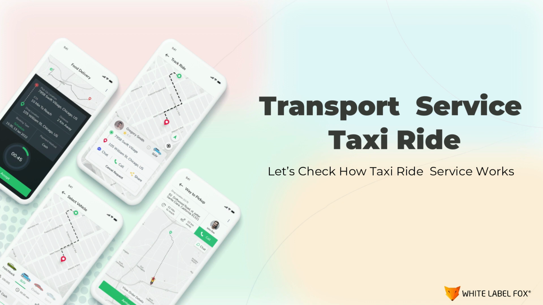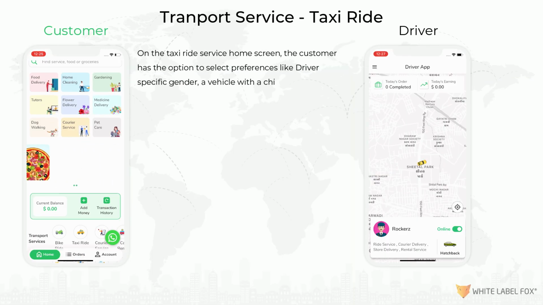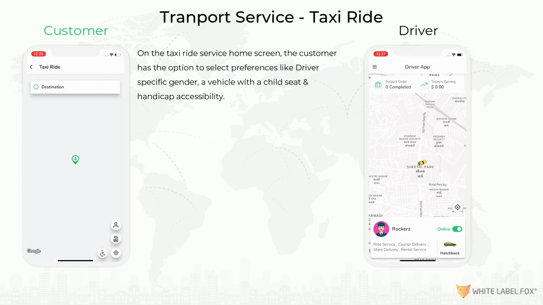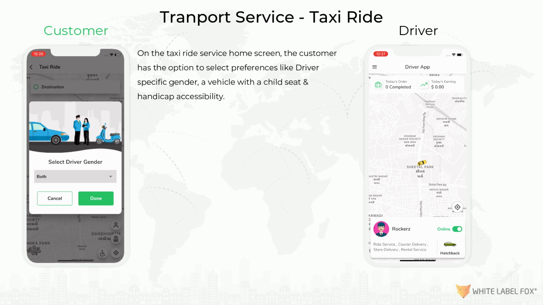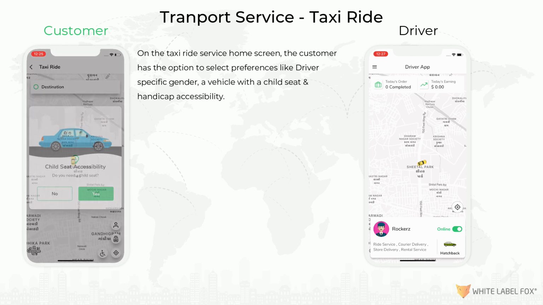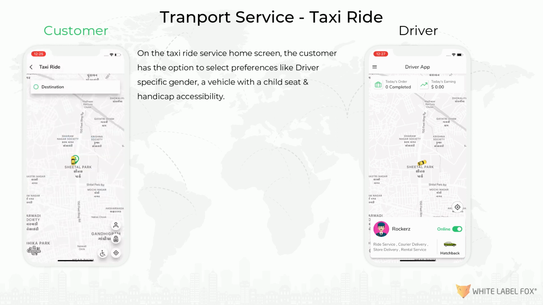Let's check how the taxi ride service works. Customer app side. On the taxi ride service home screen, the customer has the option to select preferences like a driver of a specific gender, a vehicle with a child seat and handicap accessibility.